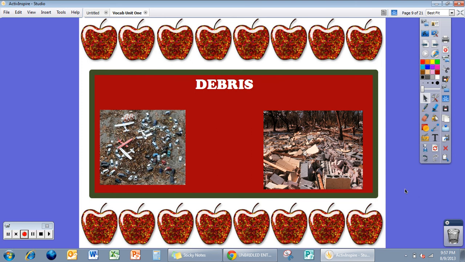All right, next we have debris. Debris is scattered fragments, wreckage. It's just stuff laying all around, rubble, just stuff laying everywhere. And so in one case here I've got debris from, looks like, plane crashes or maybe a storm, because you've got some cars over there too. And on the right, this looks like definitely from some kind of storm, where the debris that's left over from the storm is sitting there all together.